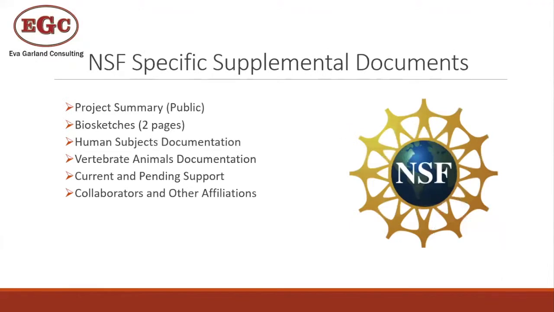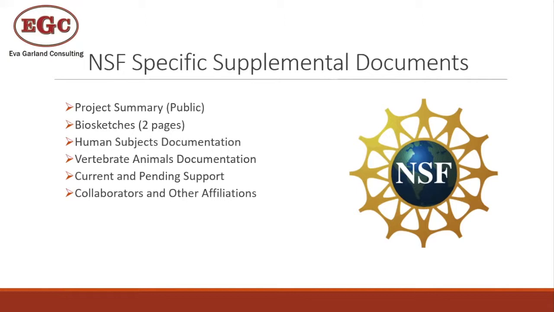The NSF takes a different approach to biosketches. While the NIH biosketch is a maximum of 5 pages, NSF biosketches are a maximum of 2 pages, and there is not a prescribed format. Human subjects and vertebrate animals documentation is less extensive, but NSF asks for a list of current and pending support over the past 5 years, and a list of collaborators and other affiliations for all key personnel on the grant.